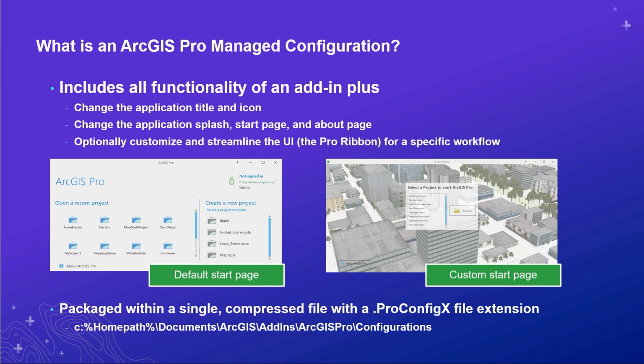In Visual Studio, when you compile a managed configuration project, you get a compressed Pro config.x file. This gets placed in your user profile documentation folder. The full path is given here at the bottom. Notice here on this slide the Pro screenshots. On the left, you see the default start page that you're all familiar with. On the right over here is a custom start page that you get out of the box with a managed configuration template. We're going to see that in the demo coming up.